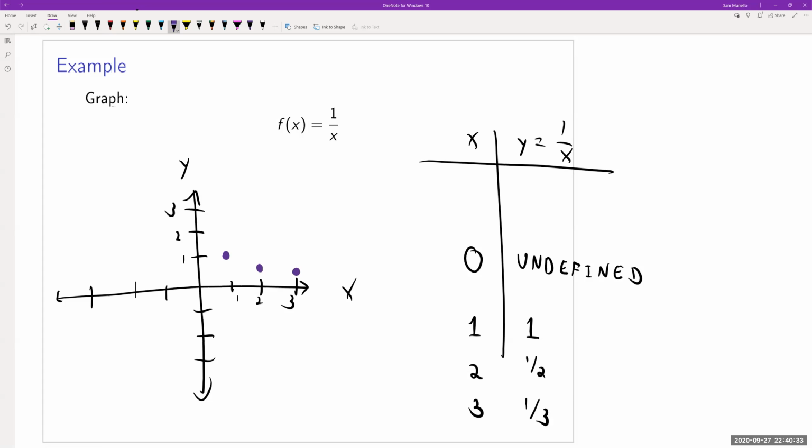Okay, it doesn't seem like this pattern will stop. As I increase x, y will decrease because the denominator is growing larger. The larger a number I divide by, the smaller the quotient. There's no reason this won't echo in the negatives. -1 and -2, for example, will give me -1 and -1/2. Like so.